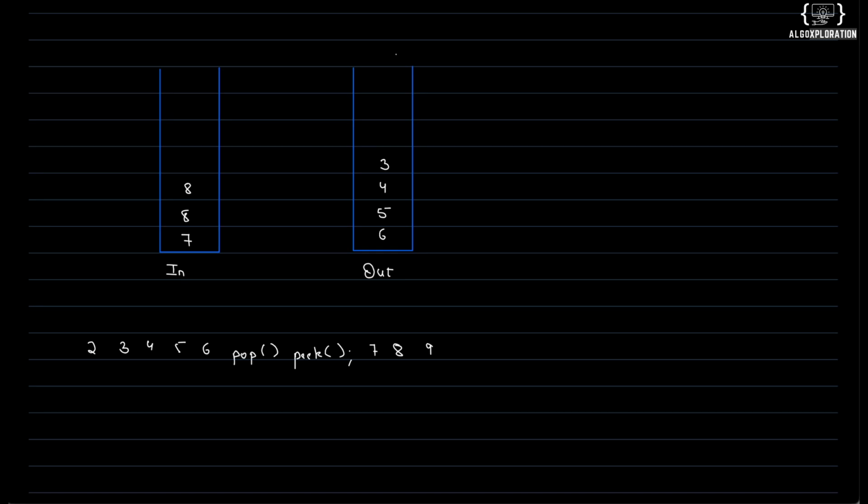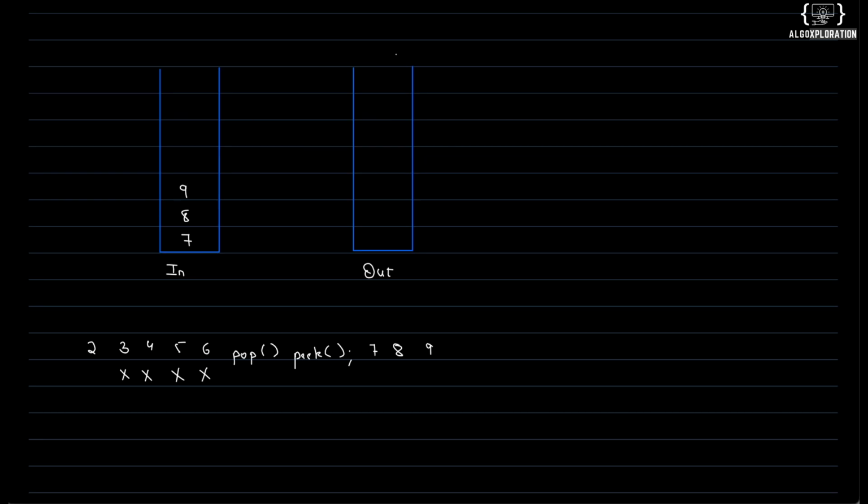Now what happens if the out stack is empty? Let's say I deleted this one, this one, this one, as well as this one. Okay, so all the things have been deleted. Now when I want to pop again, 7 has to be deleted, but here we can see that 7 is present at the bottom, right? This is 9.